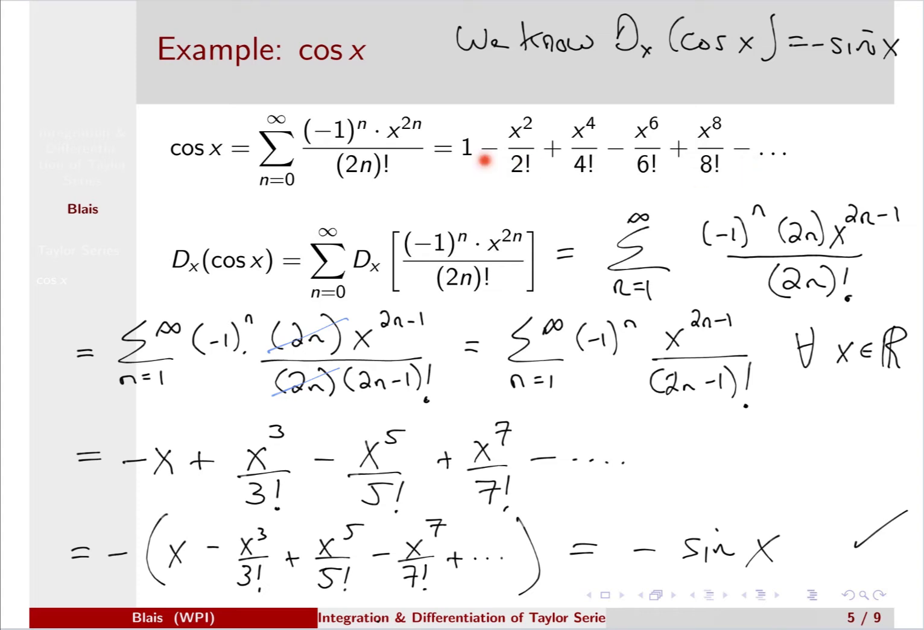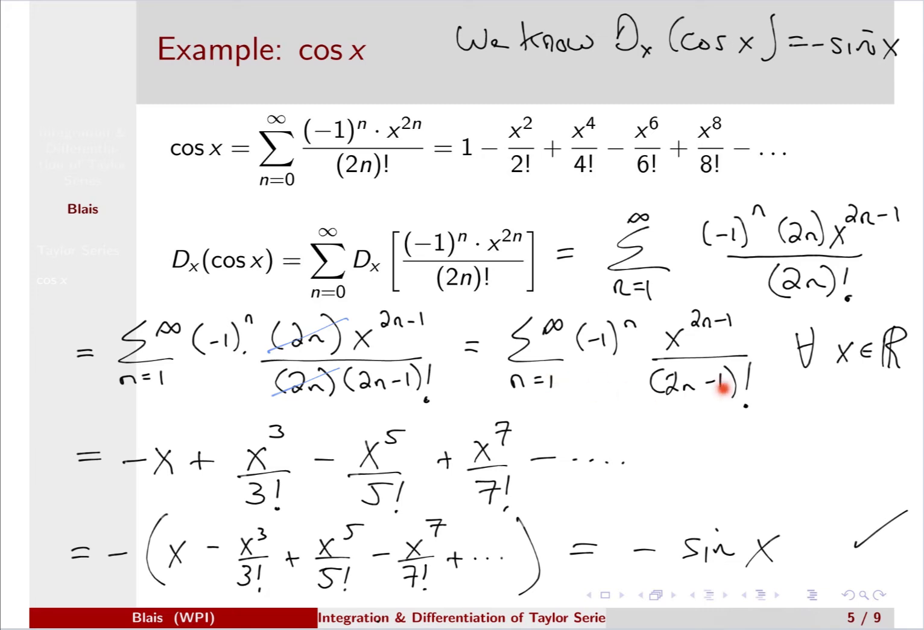So if you had looked at this, you would say, okay, the derivative of 1 with respect to x is 0. The derivative of this term would have been minus x, which you get here. The derivative of this term would have been 4x cubed over 4 factorial, or x cubed over 3 factorial. So you could have gone through term by term and then written down the summation, figured out how to write your answer in sigma notation.